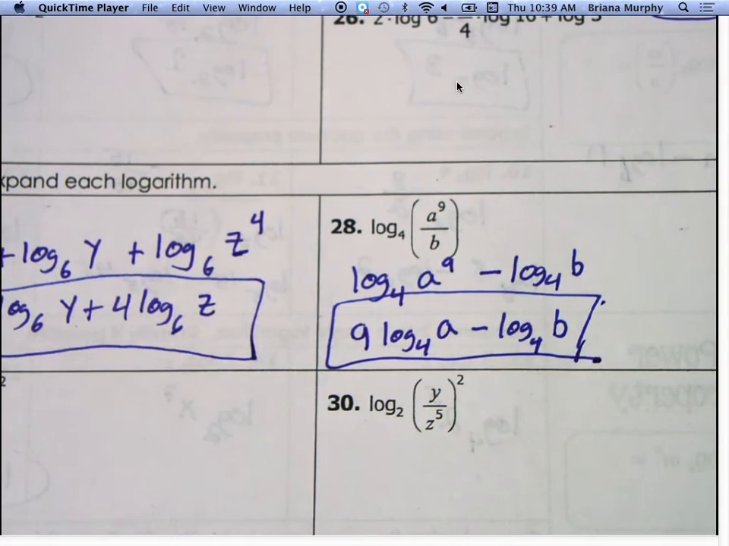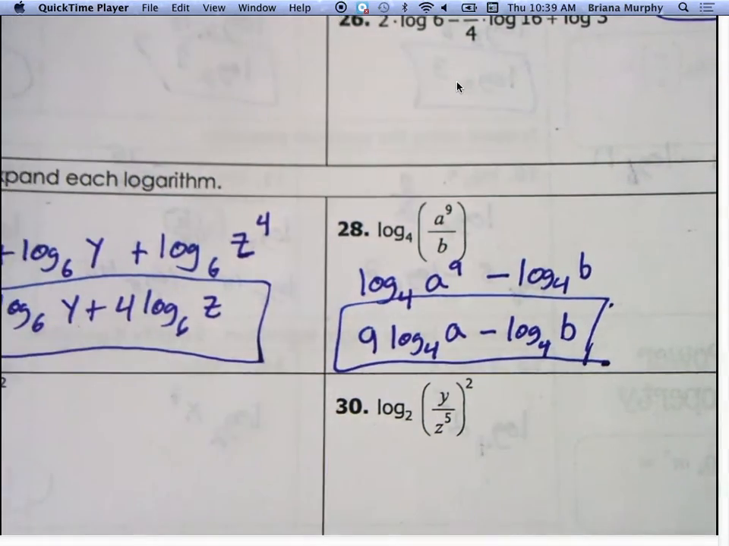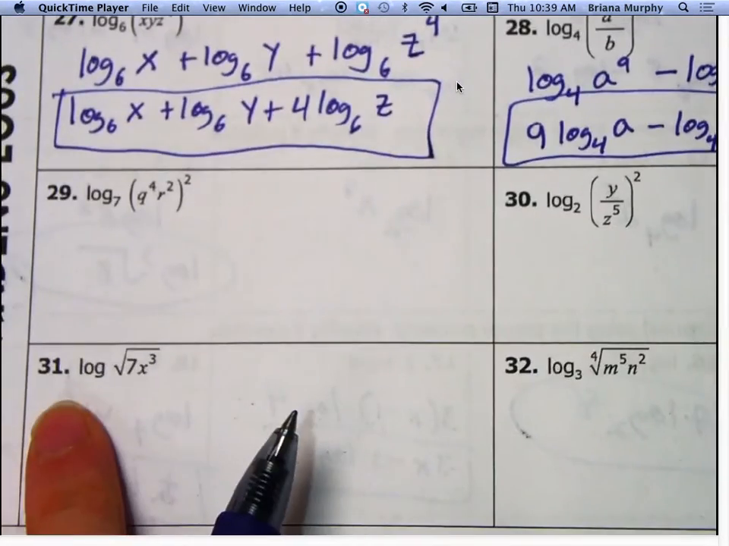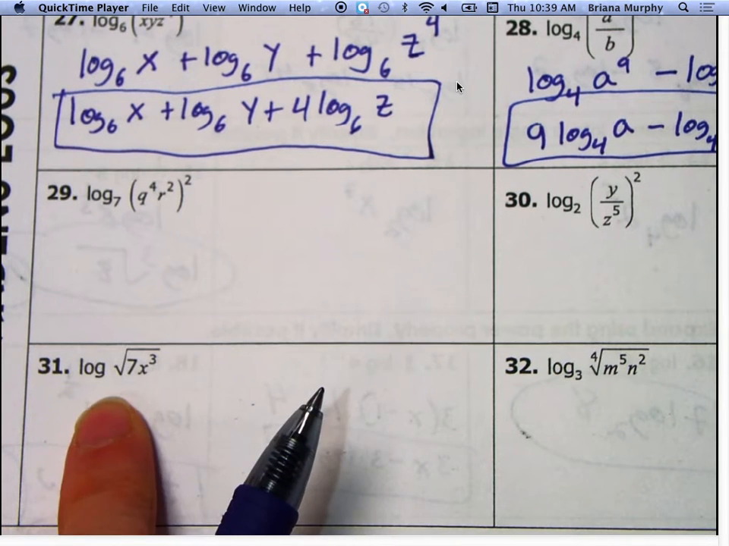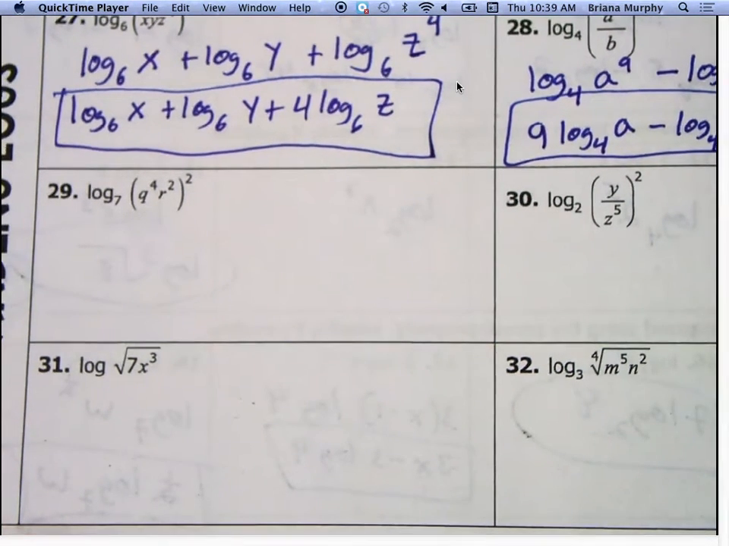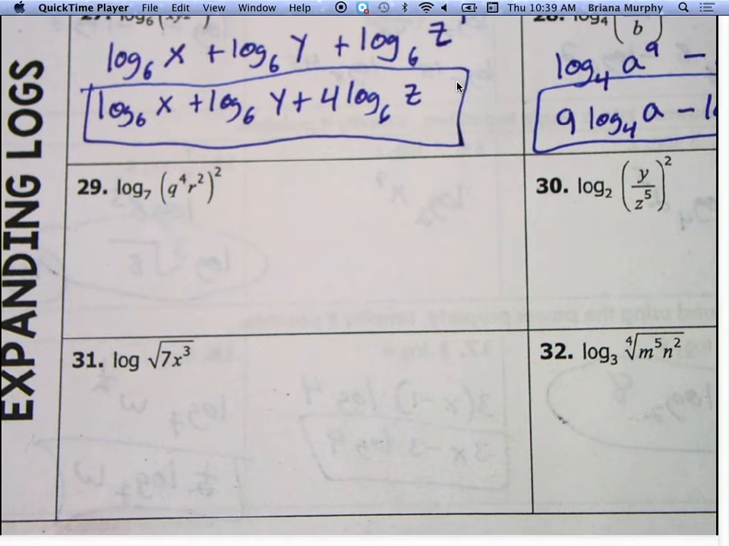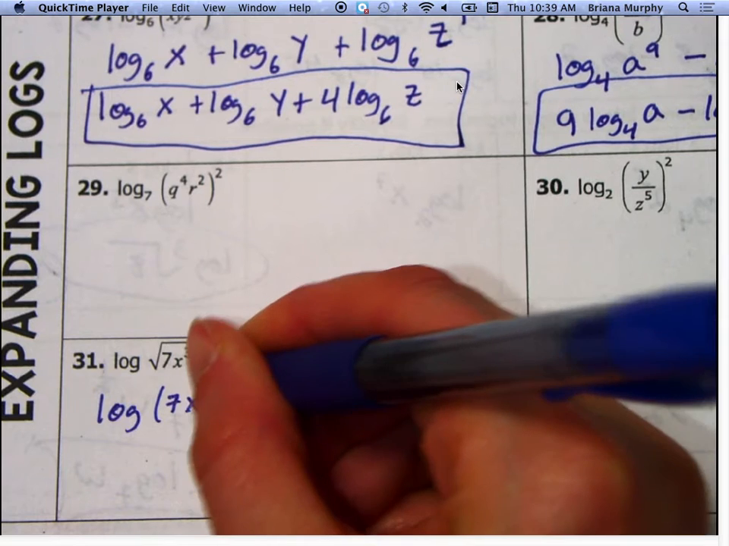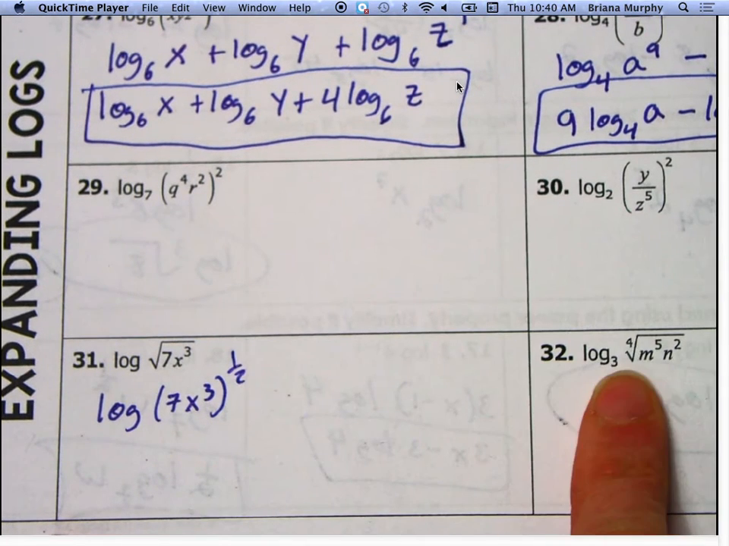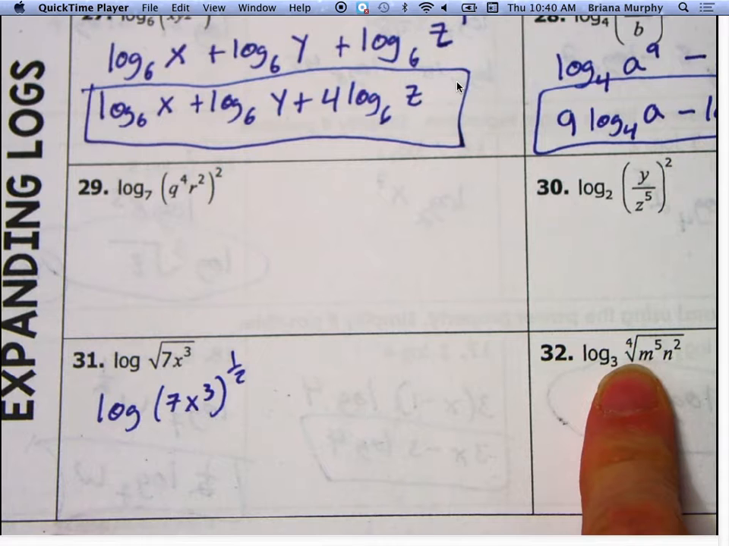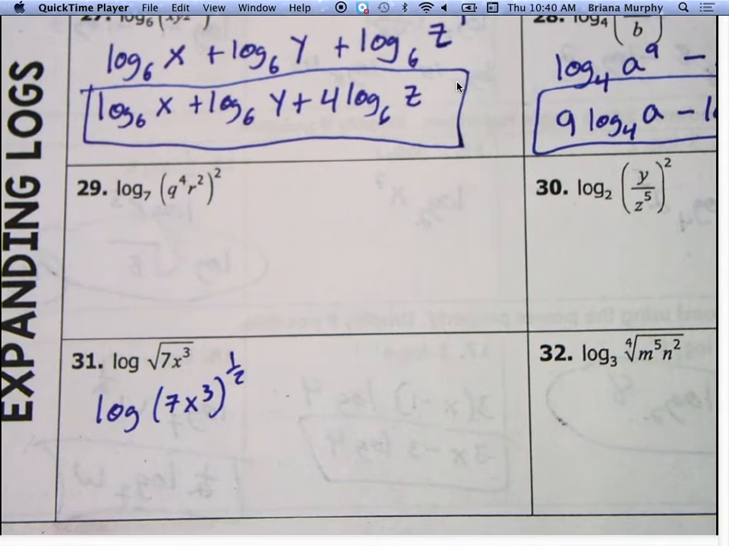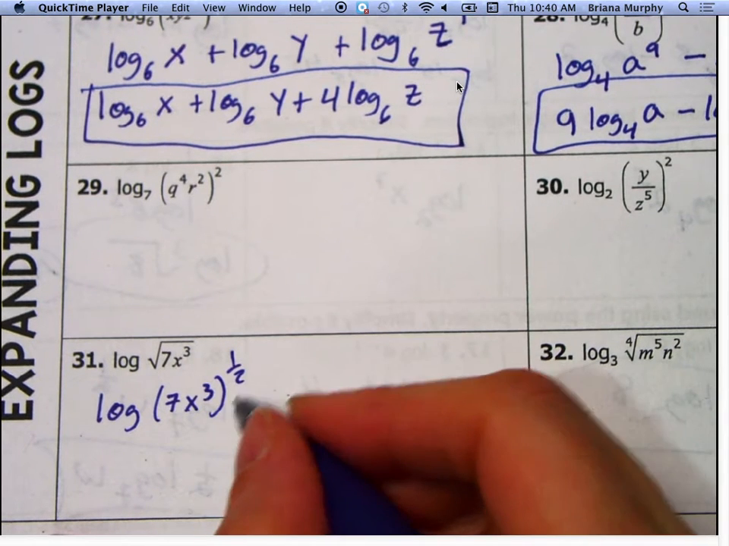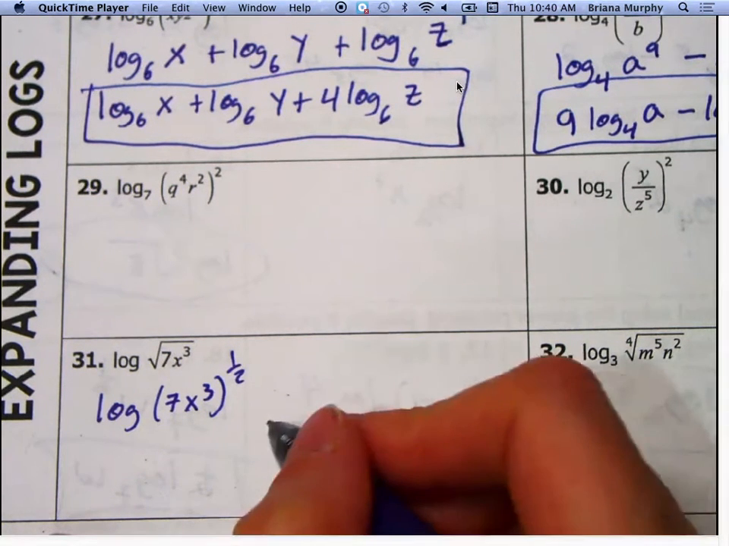Whatever exponents you see. Okay, I'm going to do 31, and then we're going to stop. Okay, 31, log of the square root of 7x to the third. First of all, what can I change my square root to? 1/2. So like for 32, it would be what? Because it's root 4? 1/4. Good.